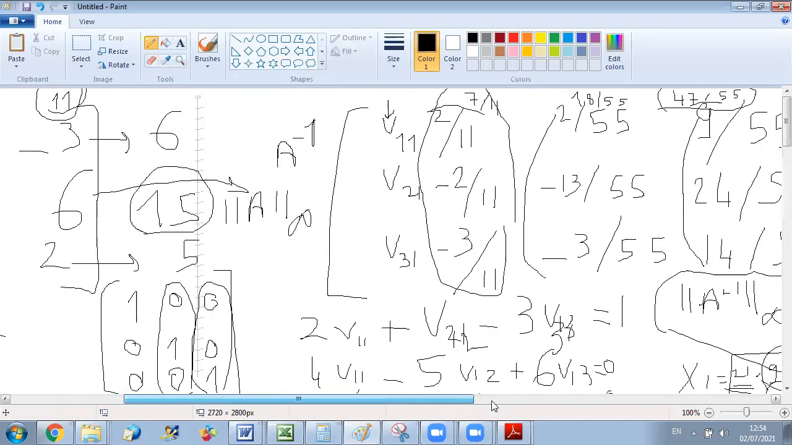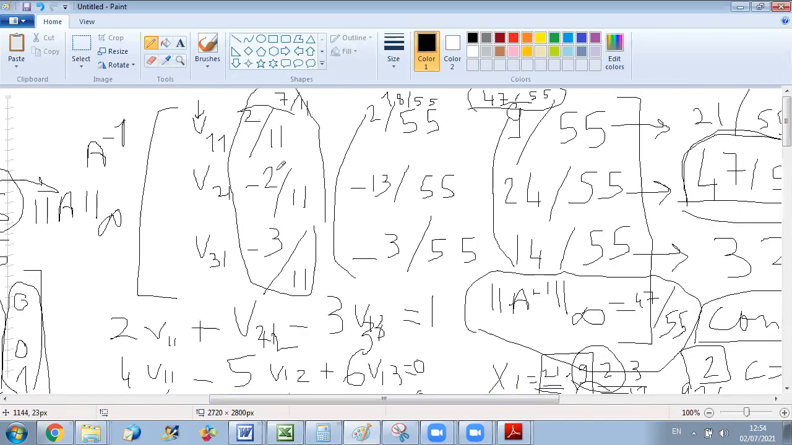And for A minus 1, I will also do the column summation. Here I have 2 plus 2 plus 3 over 11, which is 7 over 11. 2 plus 13, 15 plus 3, 18, so it's 18 over 55. And for the last column, 9 plus 24, 33, plus 14, 47. So I have 47 over 55. It's clear that the third column has the highest summation, so it's the norm. I can write that the norm of A minus 1 with respect to column summation is 47 over 55.